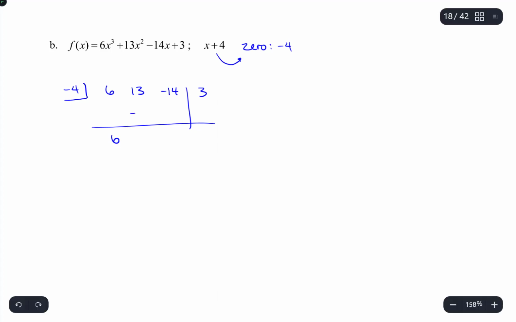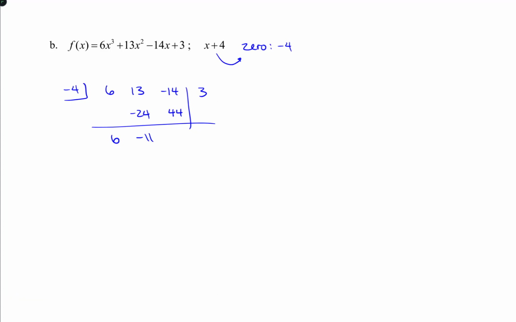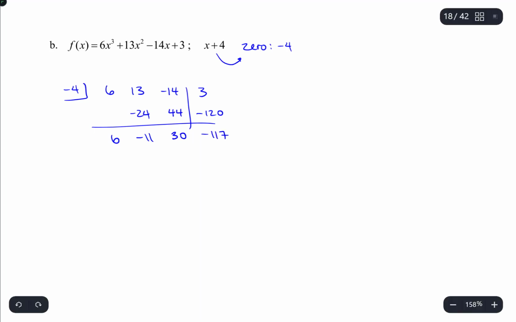6 times -4 is -24. And then if I do 13 minus 24, that's -11. -4 times -11 is positive 44. 44 minus 14 would give me 30. And -4 times 30 would be -120. So the sum of these two is -117, it looks like, which is not equal to 0. So no, x plus 4 is not a factor of this polynomial.